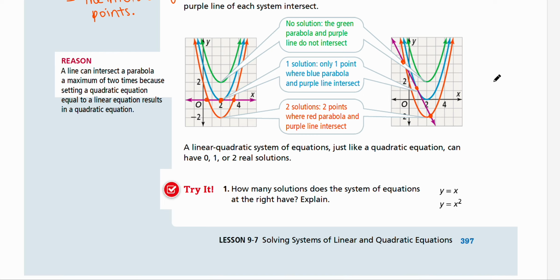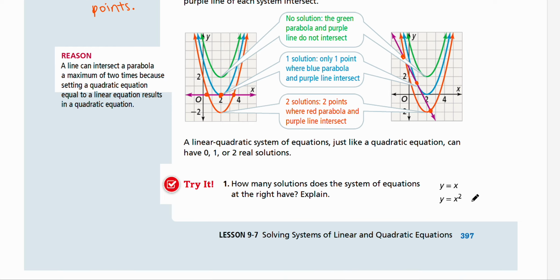How many solutions does the system of equations at the right have? So these are very basic equations, right? We have the y equals x equation and then the y equals x squared equation. So we can see that it already intersects at (0, 0). (0, 0) would be true for both equations, right?